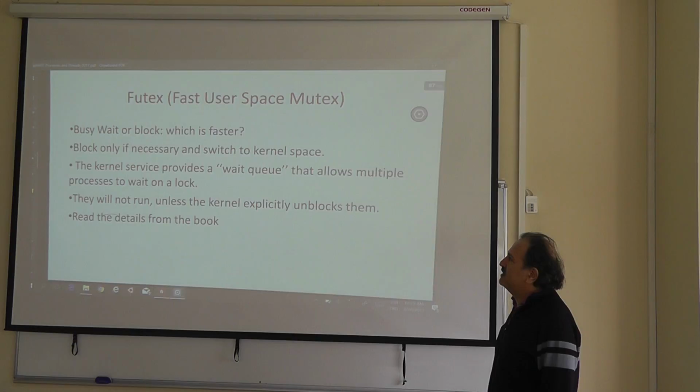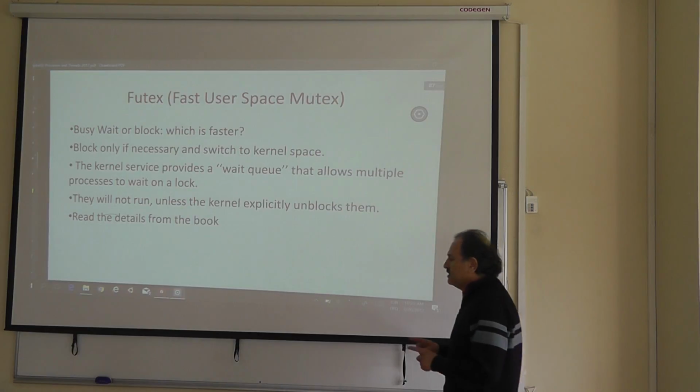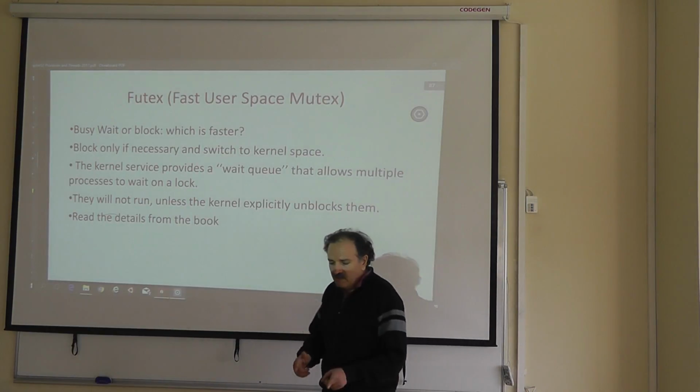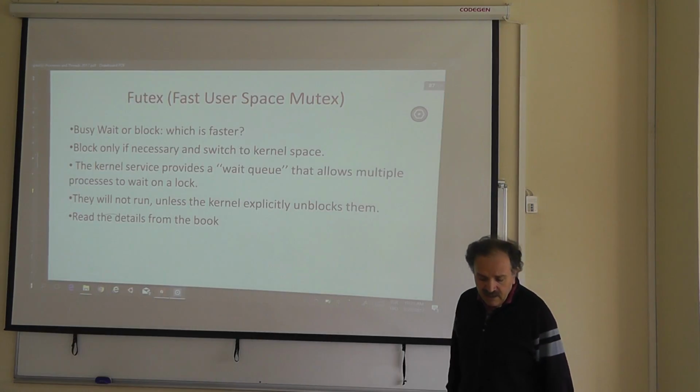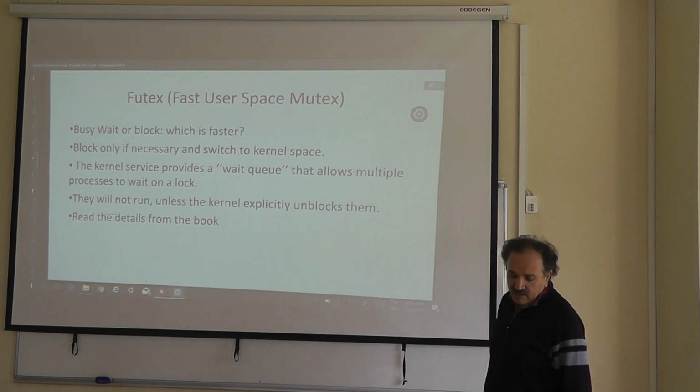They block only if necessary and switch to kernel space. It has two parts: one is the user space part, and one is the kernel space part. If the lock is available, then I use busy waiting. If the lock is not available, then I will switch to kernel space and do the sleeping and waking up stuff. They will not run unless the kernel explicitly unblocks them.